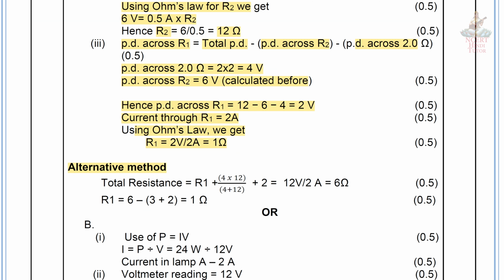Alternative method: total resistance is equal to R1 plus 4 multiplied by 12 divided by 4 plus 12, plus 2, is equal to 12 volt divided by 2 ampere is equal to 6 ohm. R1 is equal to 6 minus 3 plus 2 is equal to 1 ohm.